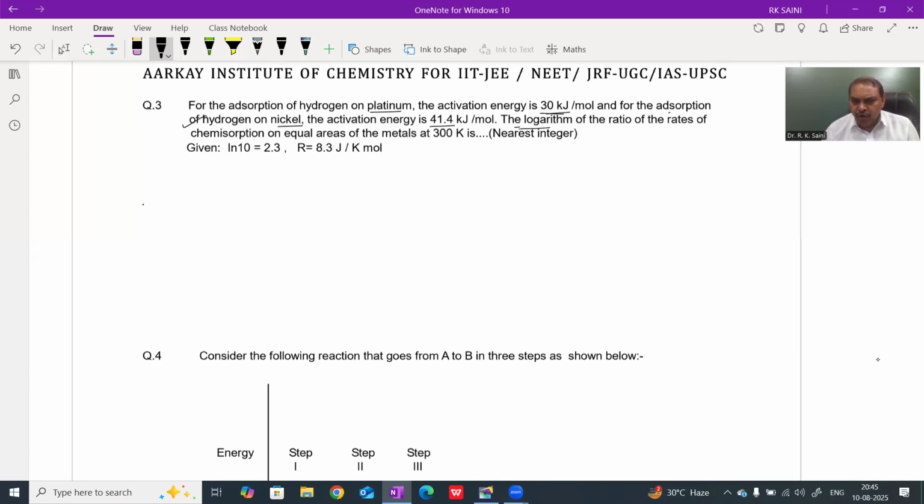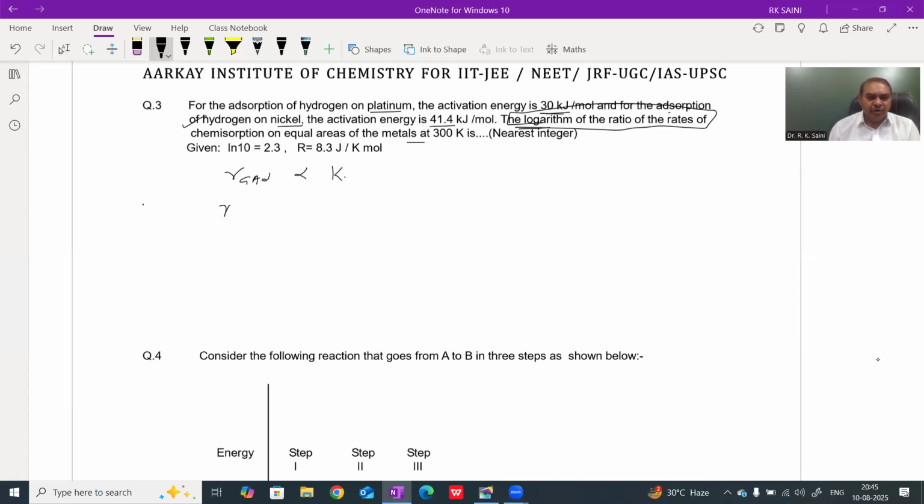Question: find the logarithm of the ratio of the rates of chemisorption, where the pressures are equal, on equal areas of the metal at 300 Kelvin. It means the rate of adsorption is directly proportional to the rate constant and the pressure of hydrogen gas. The pressure of hydrogen gas is also equal, so their rates become equal. In most cases, adsorption of gases obeys zero order kinetics. Therefore it is zero order kinetics, and rate equals K.